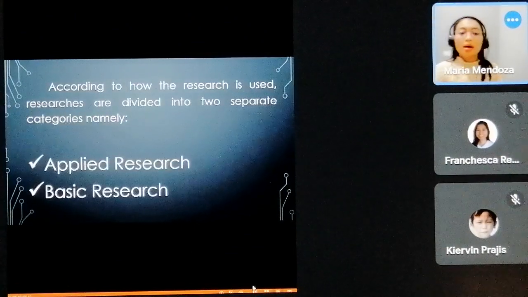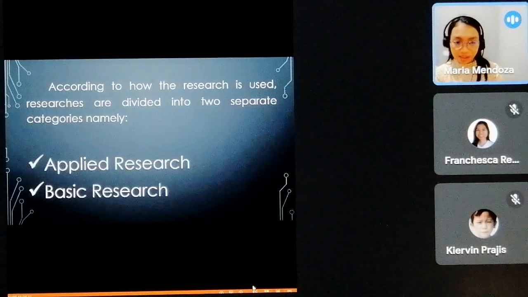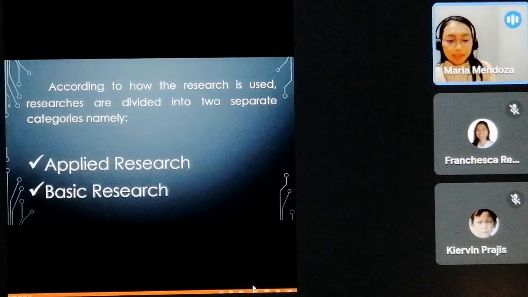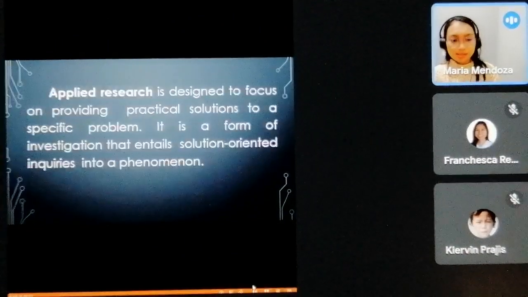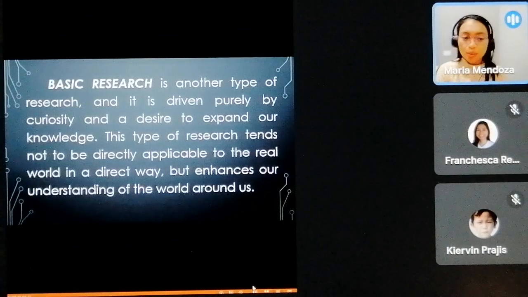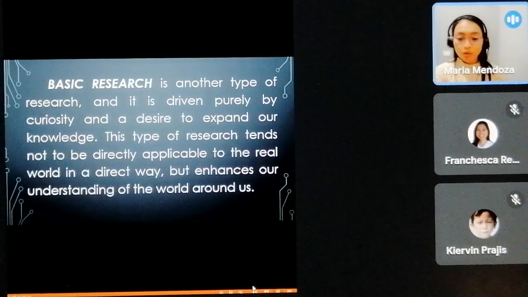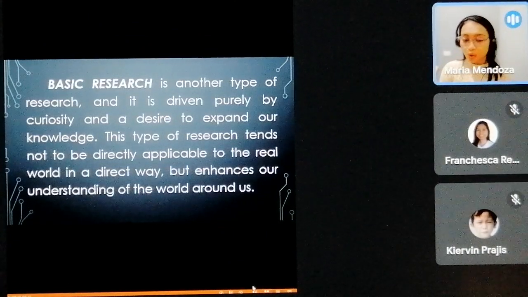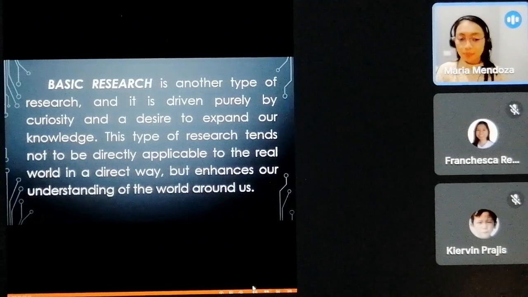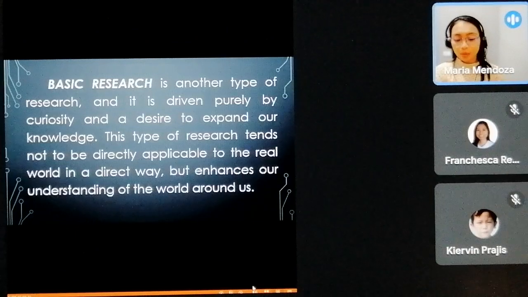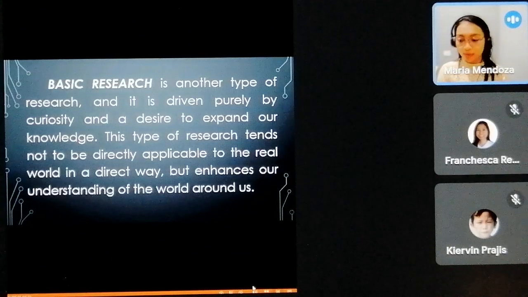Now we have the applied research and the basic research. Okay? So these are the two categories of research. So the applied research and the basic research. But first, let us discuss the basic. So what is a basic research? So basic research is driven purely by curiosity. It is driven by your curiosity and a desire to expand our knowledge. So this type of research tends not to be directly applicable to the real world in a direct way, but enhances our understanding of the world around us.